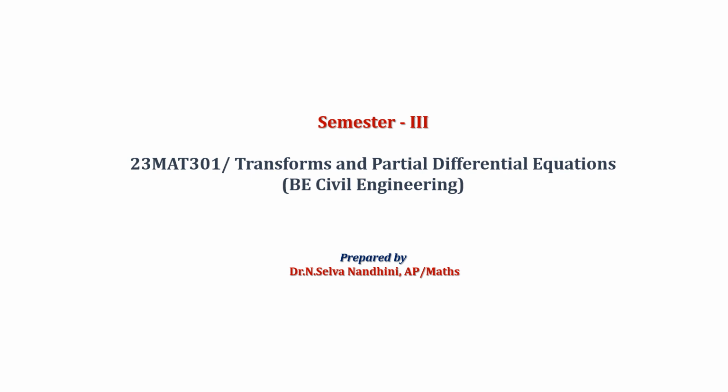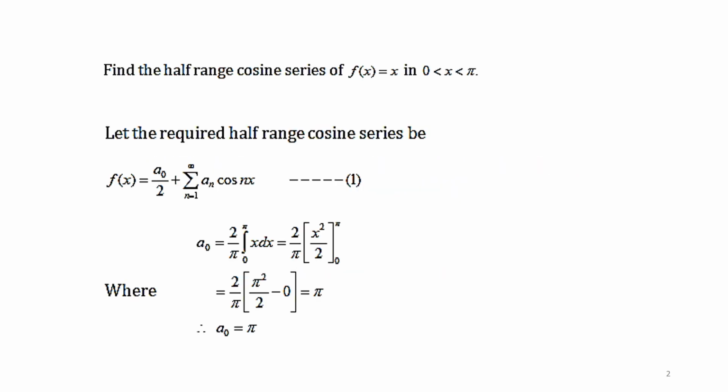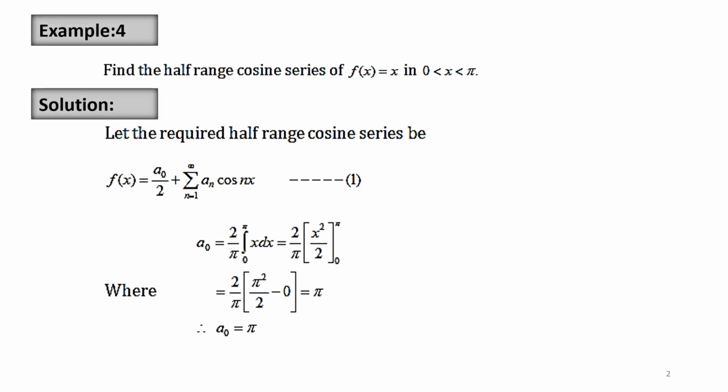So in the next three chapters, we are seeing about half range cosine series. What is the question given here? f of x is equal to x in 0 less than x less than pi. So the required half range cosine series will be f of x is equal to a naught by 2 plus summation n is equal to 1 to infinity a n cos nx. This will be known from the formula itself.